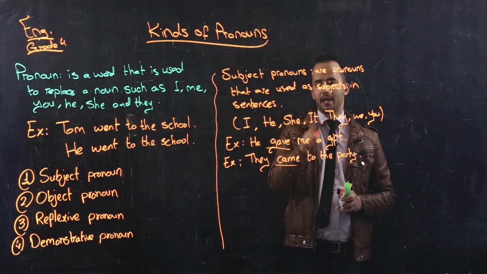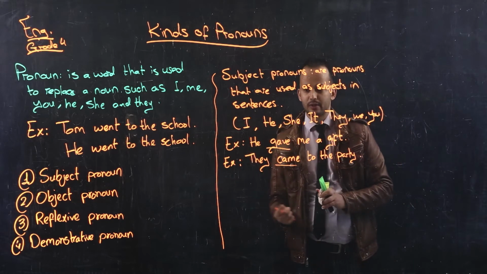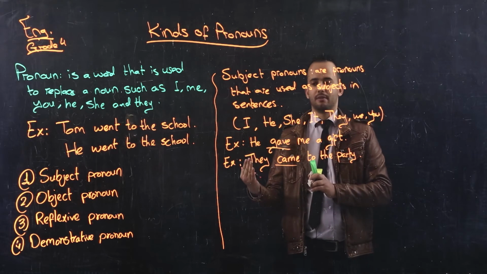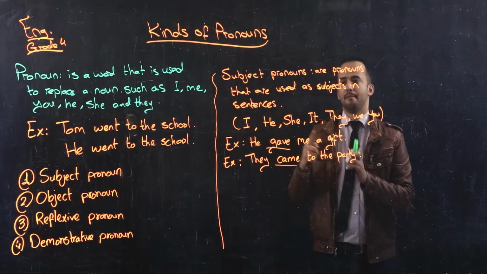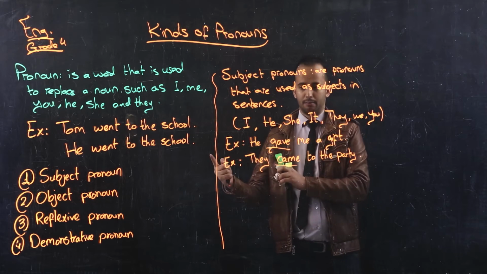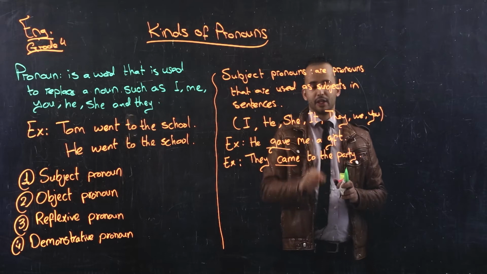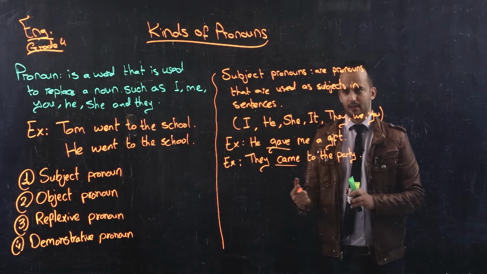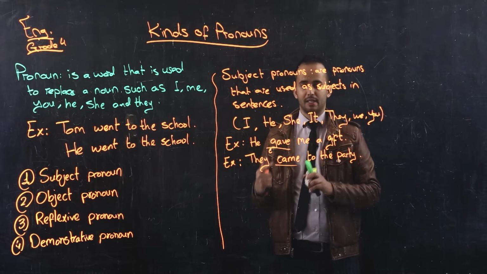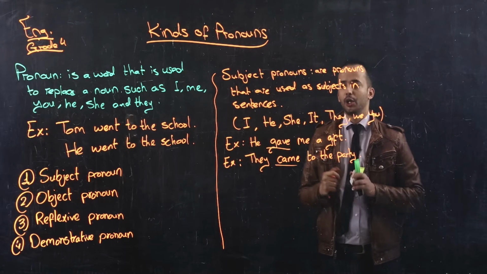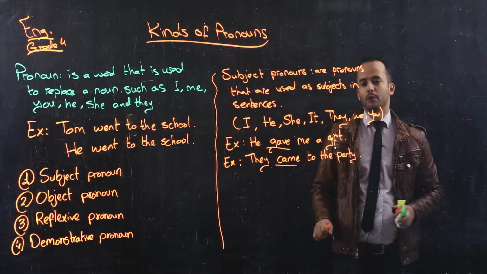Now, he, she, and it are singular subject pronouns, which are used to replace singular nouns. But the difference between them is that he is used for a male person, she is used with females, and it is used with objects, to replace the nouns or the names of objects and things that are not humans, okay? Now, what about they, we, and you?